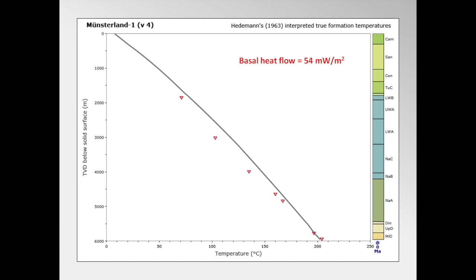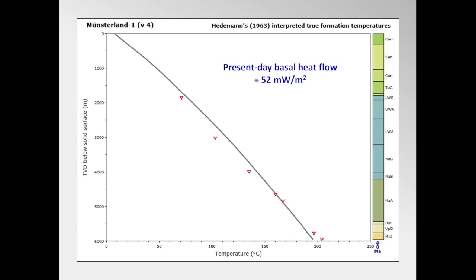The basal heat flow required to achieve this fit to the two deepest supposedly true formation temperatures is 54 milliwatts per square meter, as shown in this profile. If we had chosen to fit any of the other data points instead, the required heat flow would have been somewhat lower, as shown in this profile. The required basal heat flow to achieve the fit to the next two deepest supposedly true formation temperatures is 52 milliwatts.